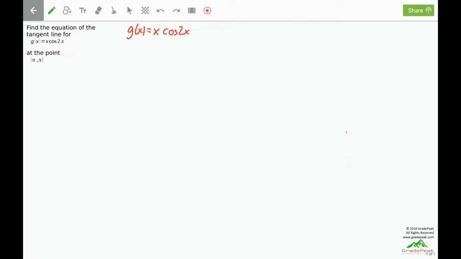So we're going to start off by finding the derivative of the function g of x equals x times cosine 2x. Since we have two functions multiplying each other, we're going to make use of the product rule for the derivative. The derivative g prime of x will be the derivative of the first, the derivative of x is a 1, times the second left alone, cosine of 2x, plus the first left alone, x, times the derivative of the second, derivative of cosine is negative sine, leave its inside alone, 2x, but then multiply by the derivative of the inside to complete the chain rule.